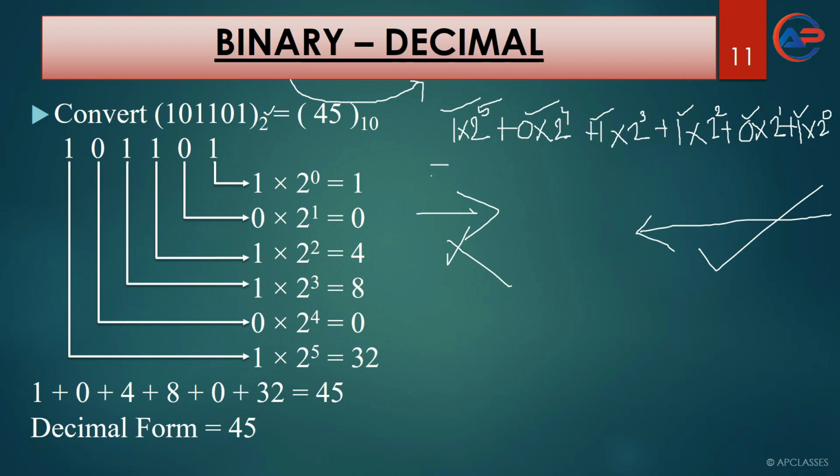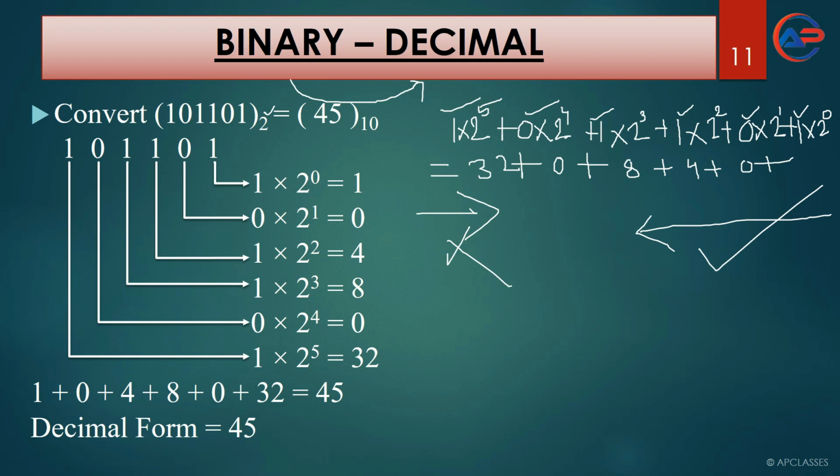Now let us try to solve this one. 2 to the power 5 is how much? 32. 32 into 1 will give you 32, plus 2 to the power 4 is 16, but 16 into 0 will give you 0, plus 2 to the power 3 is 8, 8 into 1 will give you 8, plus 2 to the power 2 is 4, 4 into 1 will give you 4, plus 2 to the power 1 is 2, 2 into 0 will give you 0, plus 2 to the power 0 is how much? 0? No, it is 1. Anything to the power 0 is 1.